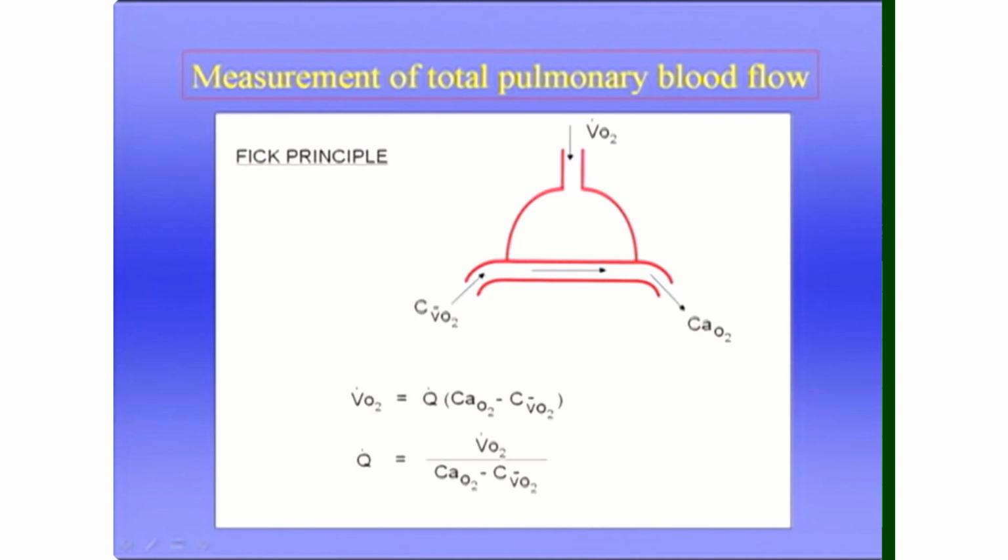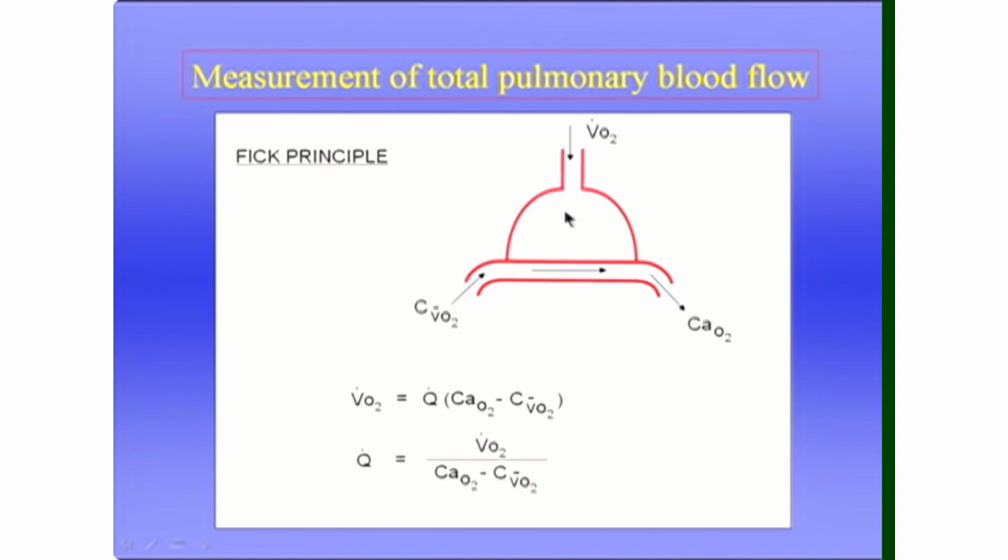And what the Fick principle says is that the volume of oxygen, and now here we're using these symbols that we talked about a little bit time ago, just to clarify again, the volume with a dot over it means volume per unit time. So this is the oxygen consumption measured at the mouth.